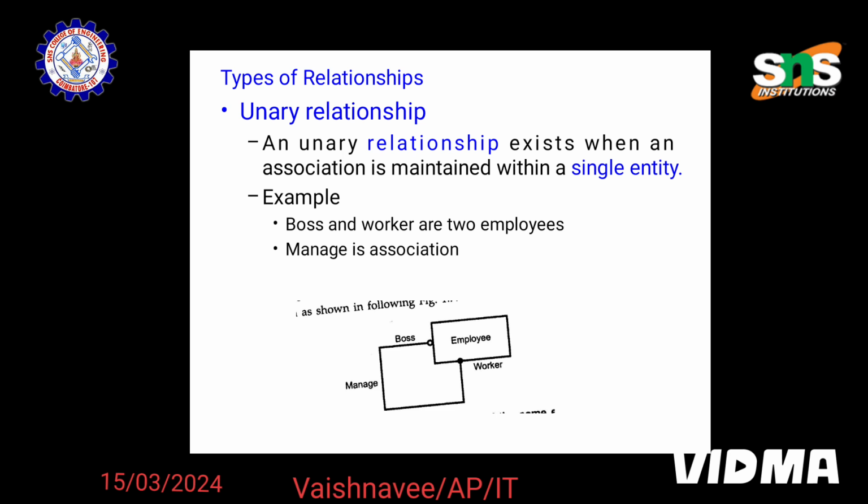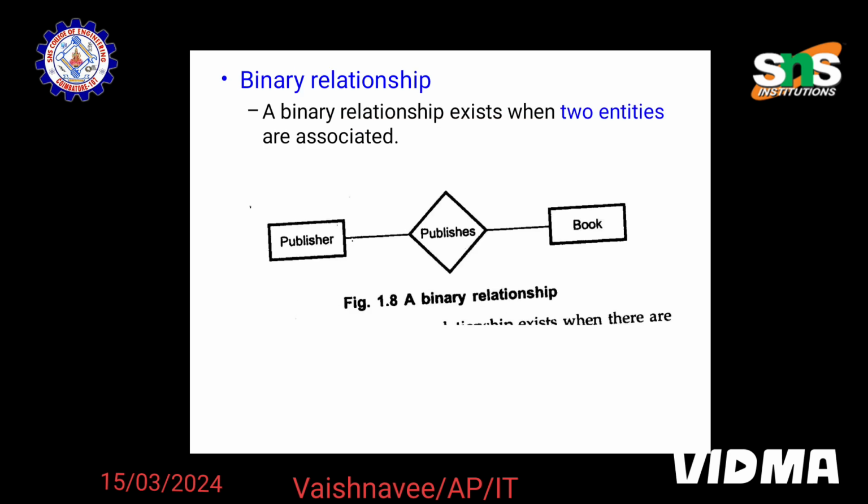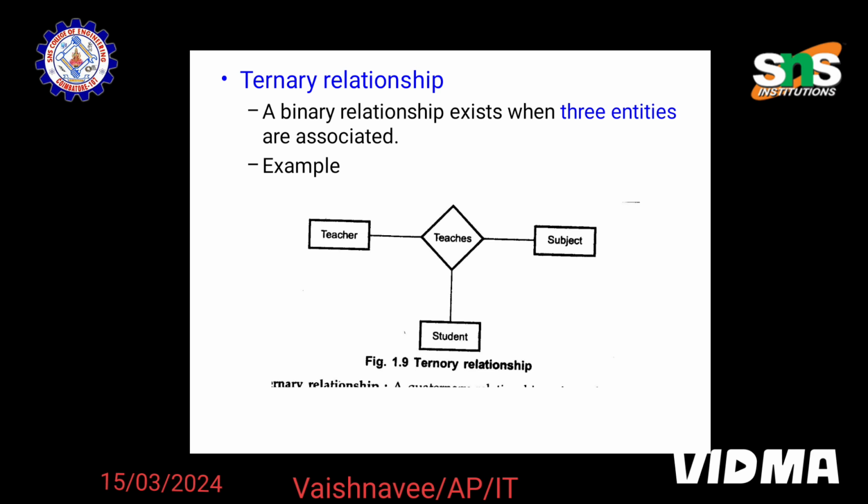A binary relationship exists when two entities are associated. For example, publisher publishes book. Here publisher is an entity and book is an entity, and the two entities are associated by publishes. A ternary relationship exists when three entities are associated. For example, teacher teaches subject, teacher teaches student. Here teacher, student, subject are the three entities, and teaches is the relationship among these three entities.